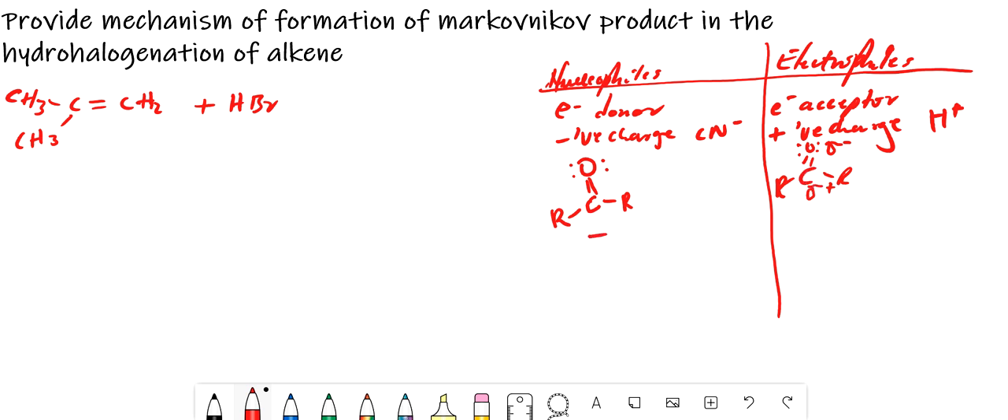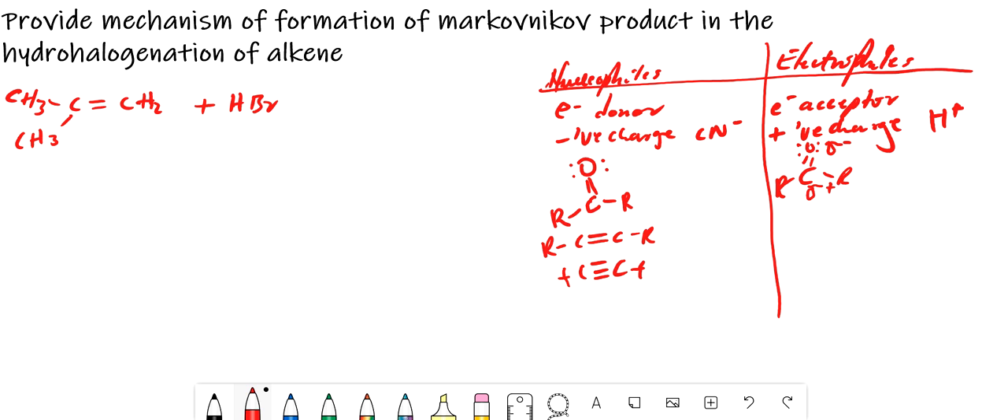You can also see nucleophiles by double bonds and also by triple bonds. Okay, so in this case I will just put something like that. So these triple bonds and double bonds have higher electron density. Okay, so they act as a nucleophile.